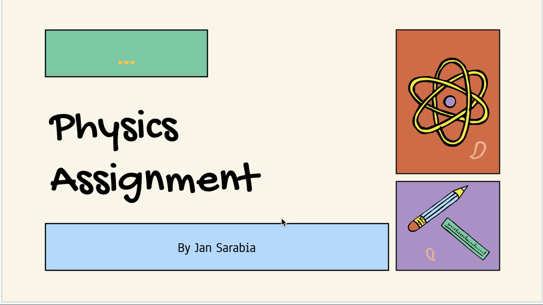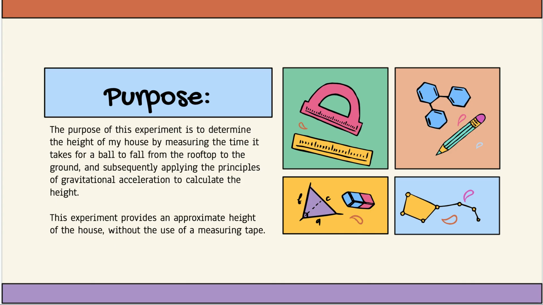Today, I am going to show you how I will calculate the height of my house without the use of a measuring tape and without trying to climb at the top of the house, because that can be proven to be dangerous. The purpose of this experiment is to determine the height of my house by measuring the time it takes for a ball to fall from the rooftop to the ground, and subsequently applying the principles of gravitational acceleration to calculate the height. This experiment provides an approximate height of the house without the use of a measuring tape.